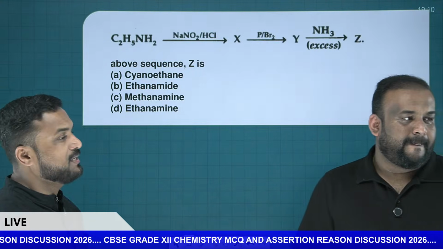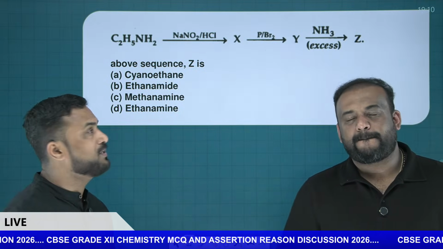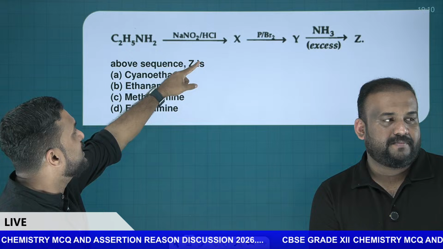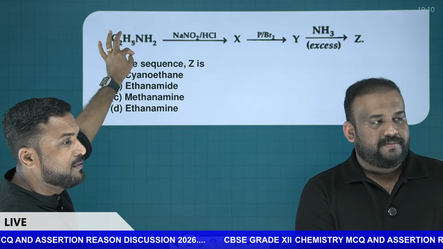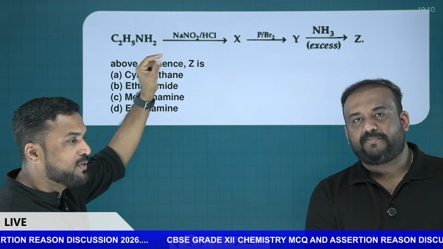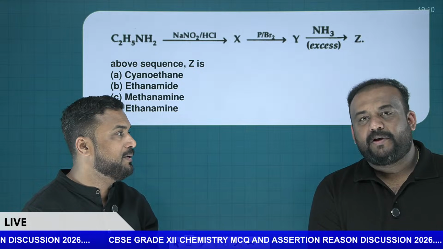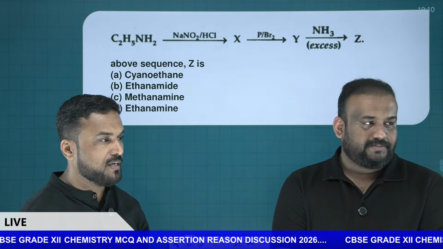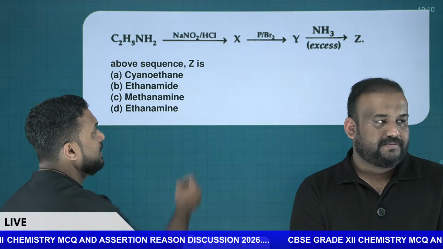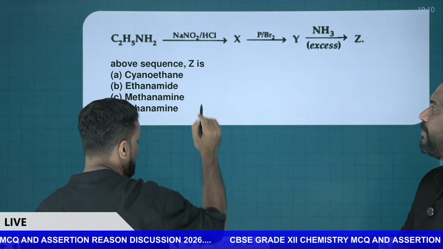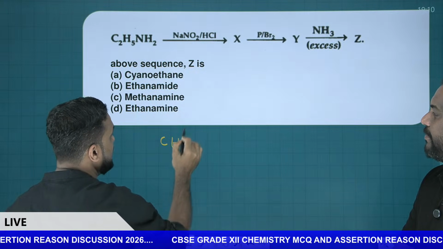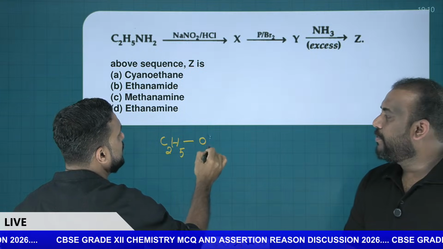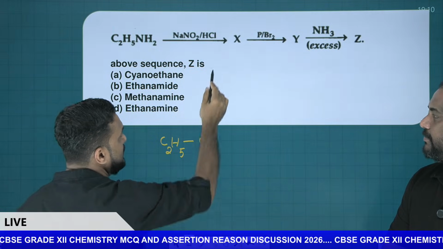The next one is the conversion type. This type of question you can easily expect. C2H5NH2 reacts with NaNO2 and HCl. Keep in mind, this is an aliphatic amine. Aliphatic amines with NaNO2 and HCl give an unstable diazonium salt, and that will immediately become alcohol. So here the compound X will be C2H5OH.